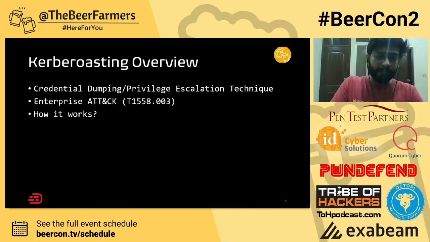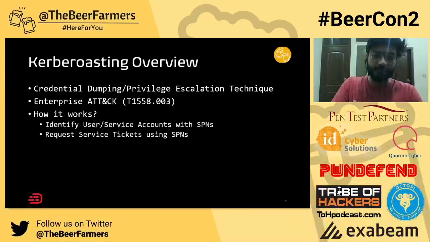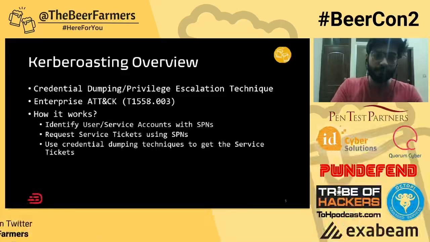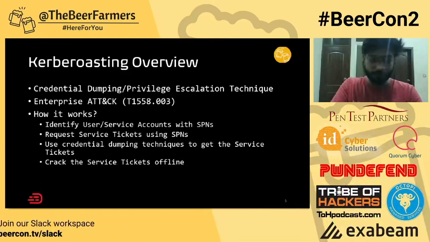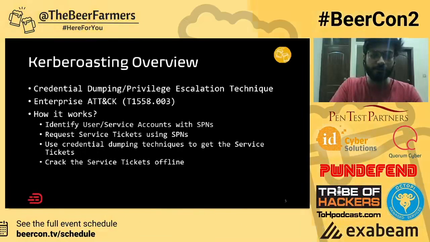So how this attack basically works is the attacker first identifies existing SPNs in the domain. He then requests service tickets for those SPNs from the domain controller, and then uses a credential dumping technique to get the service tickets out from the memory, and then takes those service tickets off the domain to crack offline for clear text credentials, for plain text credentials. So if you're confused about all of this, well, I've got you covered. In the next couple of slides, we'll look at Kerberos authentication, and you'll start to see the pieces fall into place.